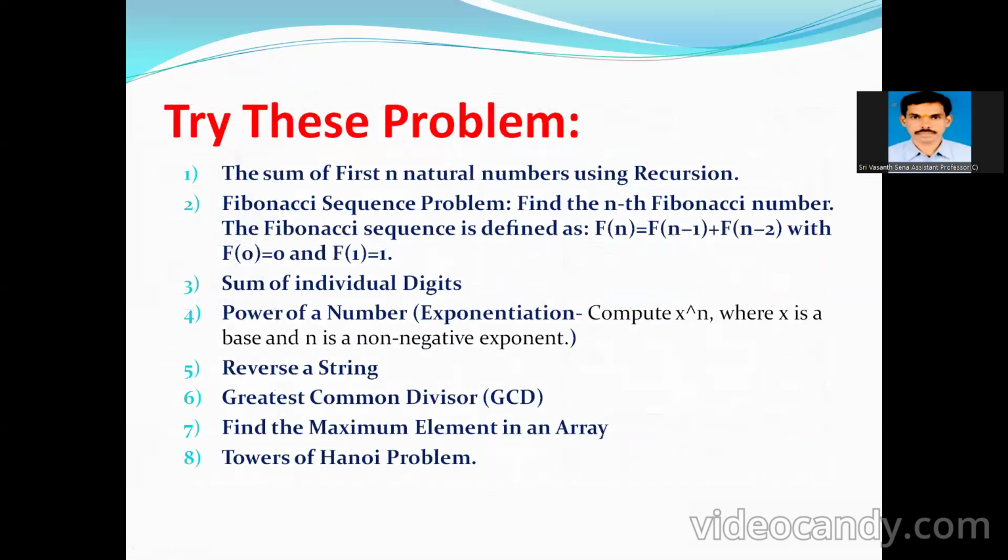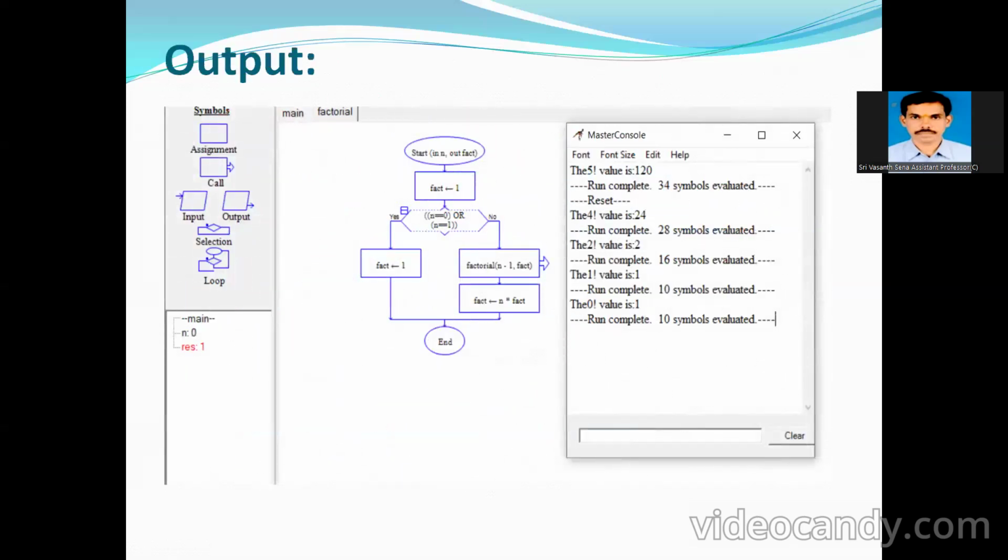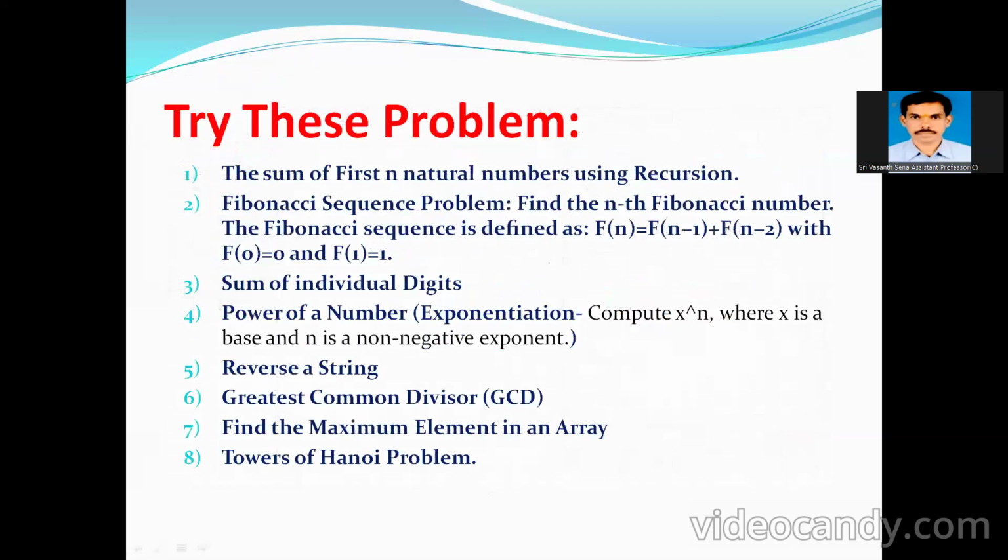In this way, you can try this problem: the sum of first n natural numbers using recursion. Previously we calculated the factorial of the given number. If you need the sum of first n natural numbers, in this case, in place of star, you need to use plus: n plus fact. N plus fact will give the sum of first n natural numbers using recursion.